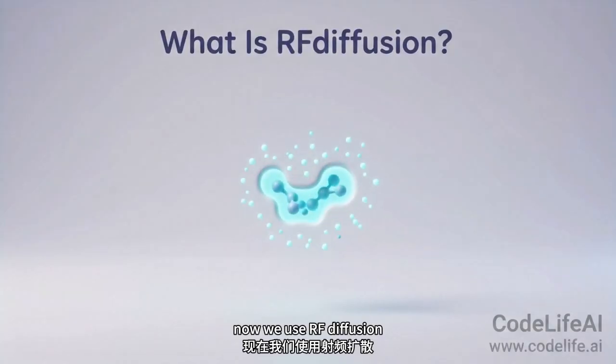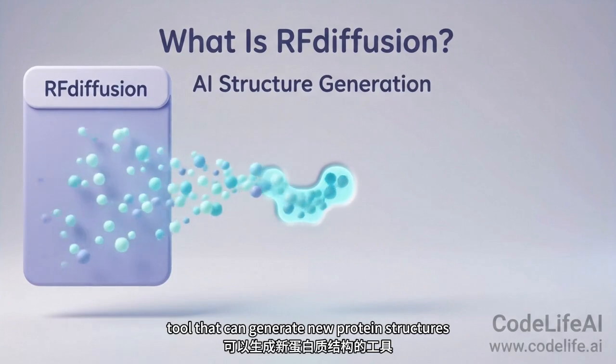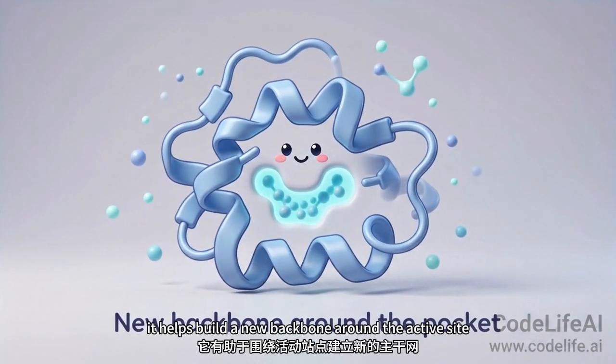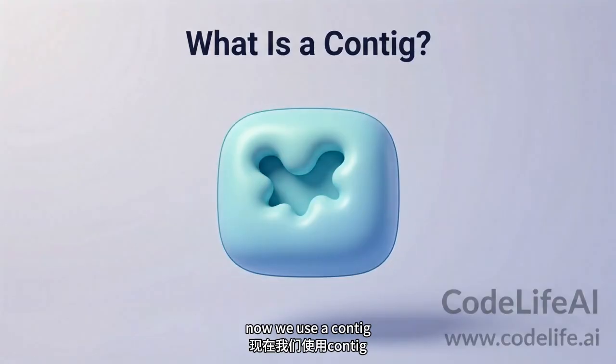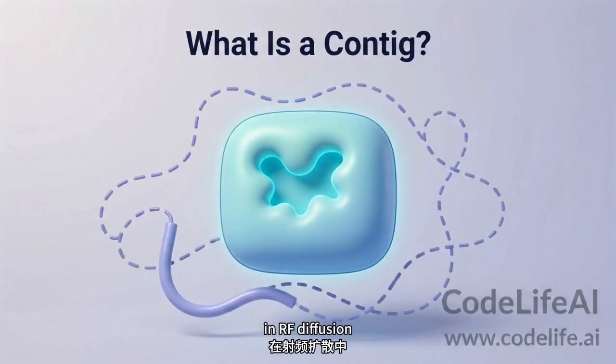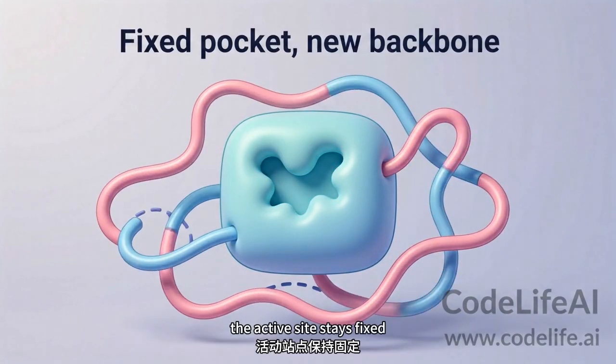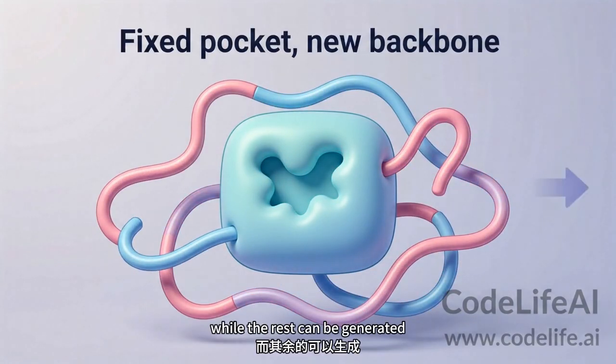Now we use RF diffusion. It is an AI tool that can generate new protein structures. Here, it helps build a new backbone around the active site. Now we use a contig in RF diffusion. It tells the model what to keep and what to build. The active site stays fixed, while the rest can be generated.